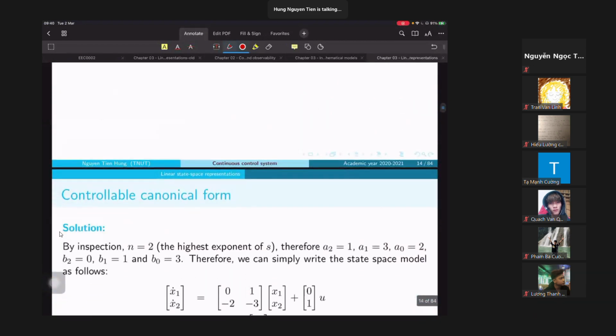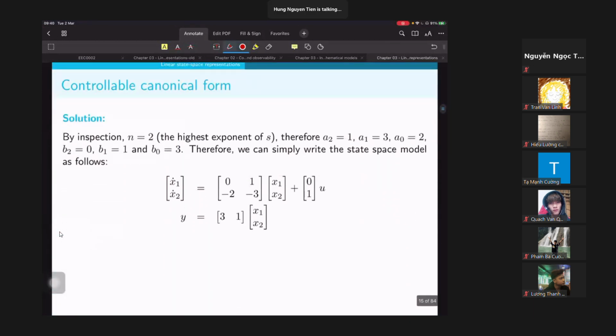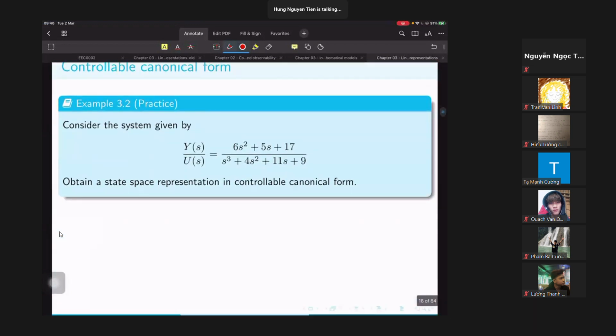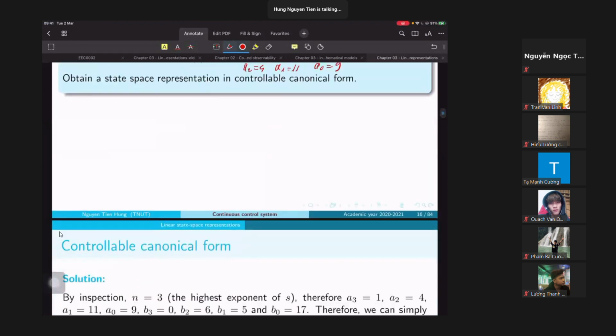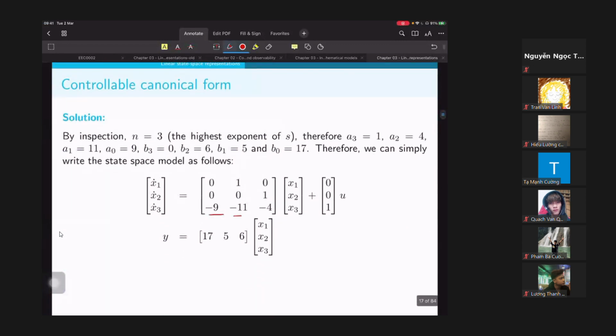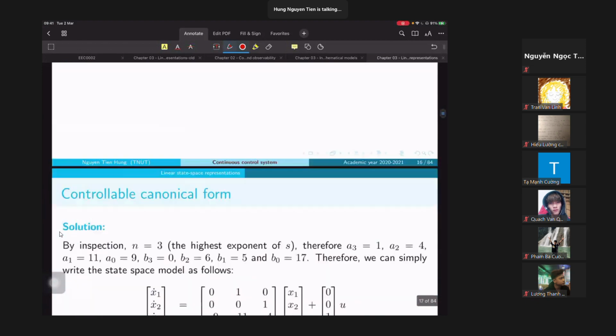We represent it very easily. If we got something like this, A1 is 3, A naught, A2, so we just put minus A naught, minus A1. Similar to this, we got here A2 is 4, A1 is 11, and A naught is 9, so we put minus 9, minus 11, minus 4. Okay, so just 9, 11, 4.